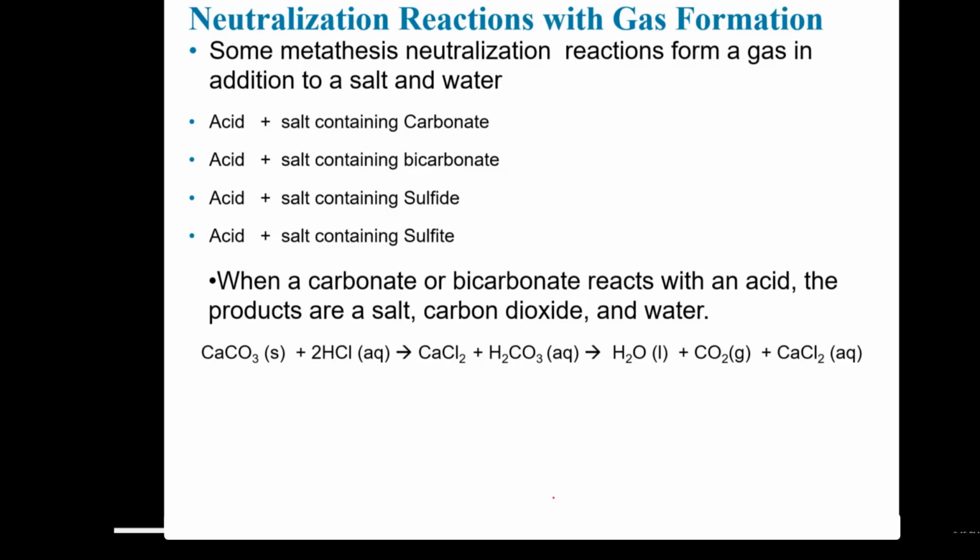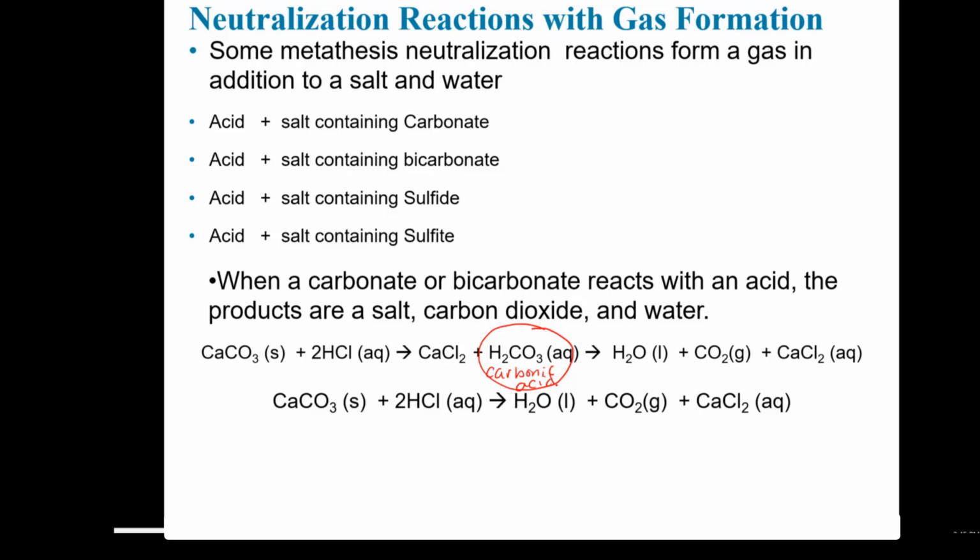Let's take a look at the reaction of calcium carbonate reacting with 2 moles of hydrochloric acid. This will produce 1 mole of calcium chloride and 1 mole of carbonic acid. Now carbonic acid decomposes to water and carbon dioxide rapidly. If we were to visualize this reaction, we'd actually see little bubbles of carbon dioxide forming. So our overall reaction is calcium carbonate reacting with 2 moles of hydrochloric acid to produce liquid water, carbon dioxide gas, and calcium chloride.